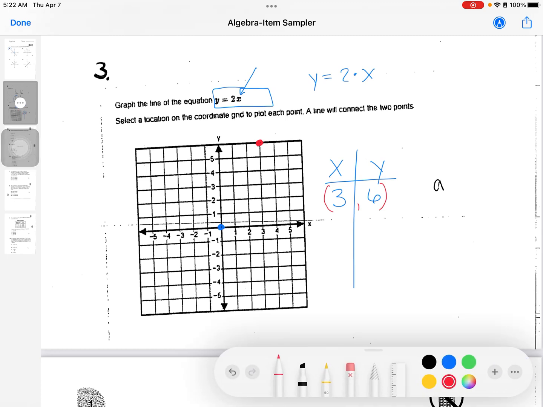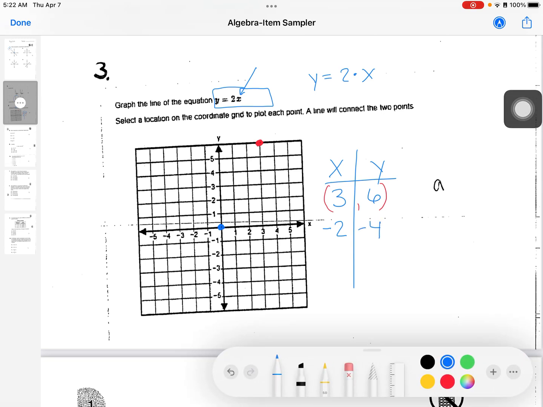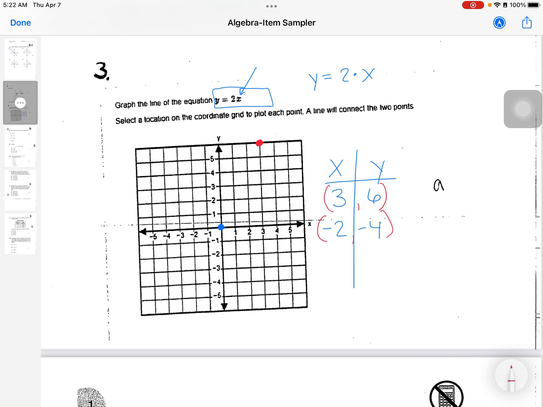Okay. Well, that's not quite enough to make a line, so maybe I want to pick a different point. Maybe I'm going to pick the point -2. So if I pick the point -2, I take the -2 in and I stick it in for x. 2 times a -2. Well, remember, a positive times a negative is going to be negative. So my next ordered pair that I'm going to plot would be at -2 and down 4. We can see how they start to form a line.